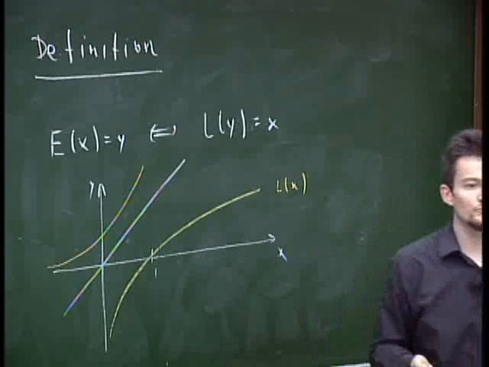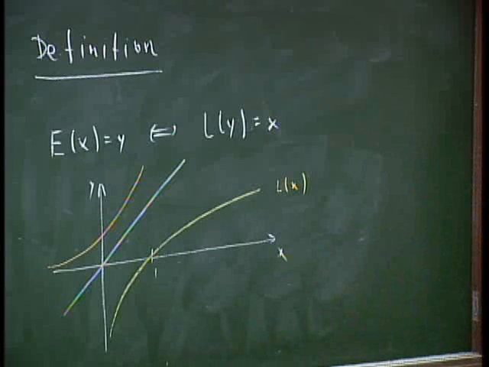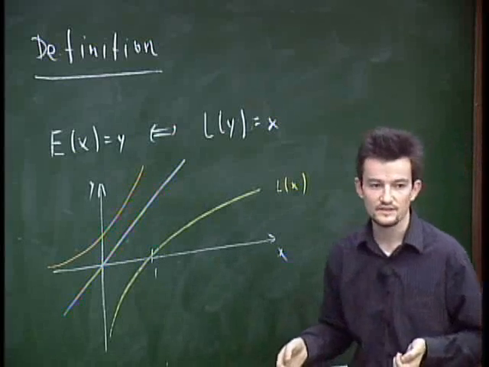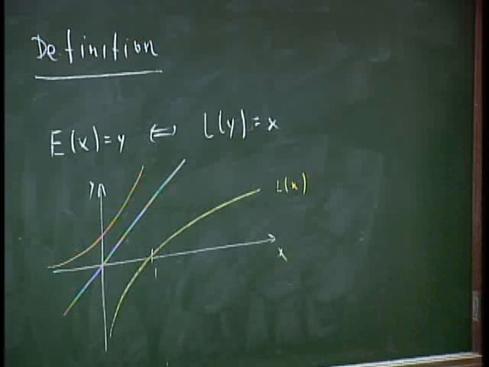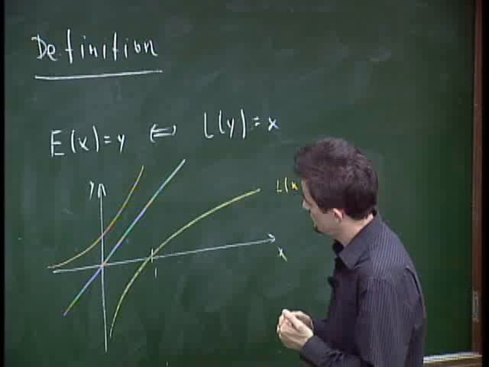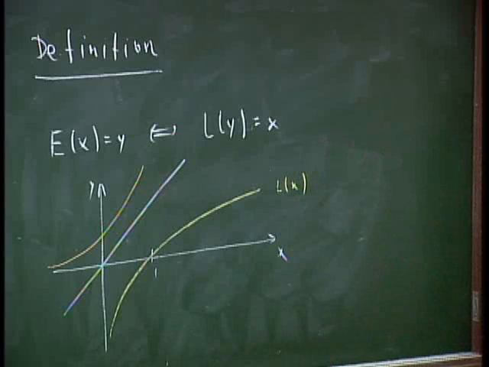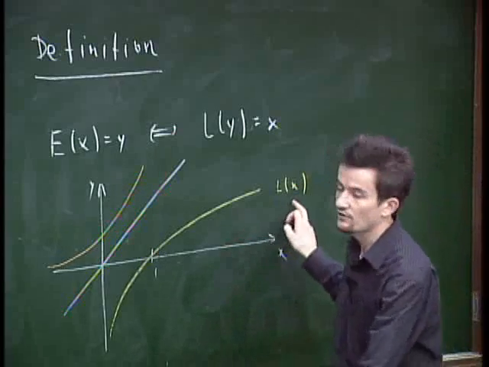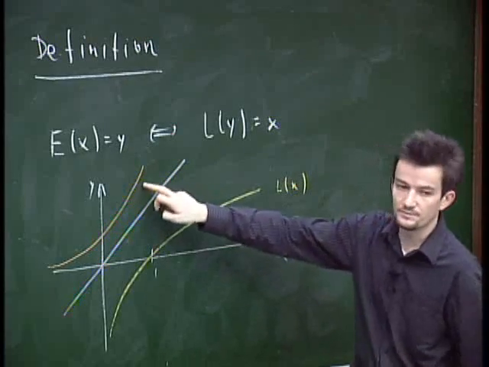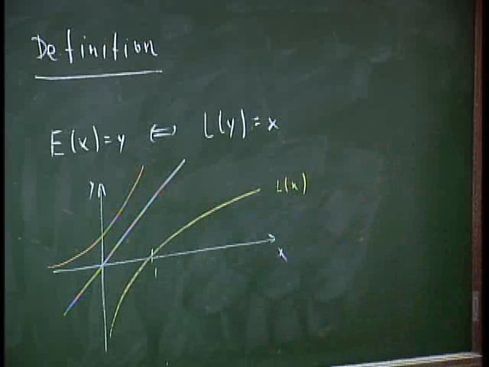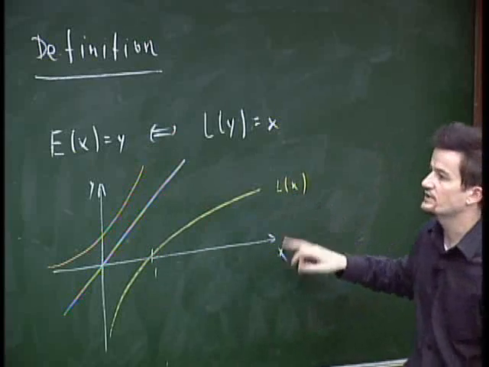Actually, we can obtain many properties of the function e of x from the function L of x. We haven't proved that many properties in this lecture, but you can prove a couple of them. If a function is increasing, the inverse function will be increasing as well. If a function is continuous, the inverse function will be continuous as well. If a function is differentiable, and you avoid a point where the derivative is equal to 0, then the inverse function is differentiable as well, and so on and so forth. So many properties of the original function are inherited by the inverse function.